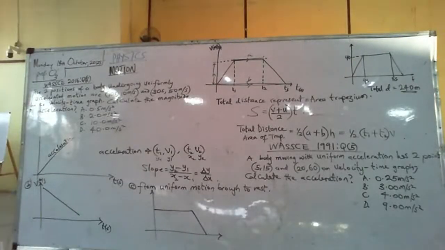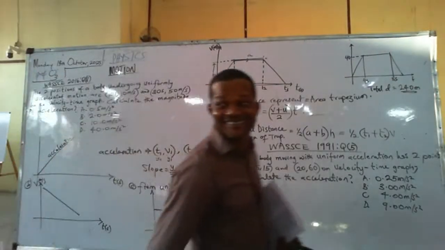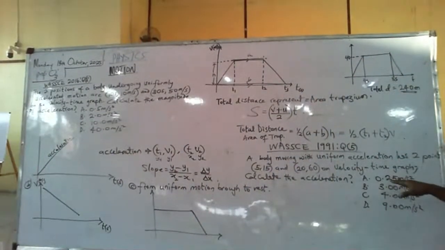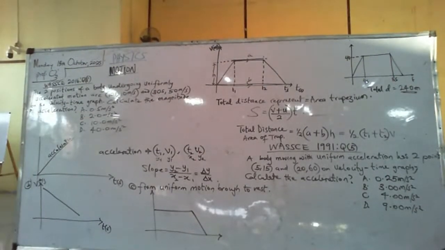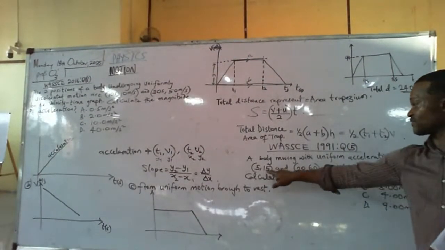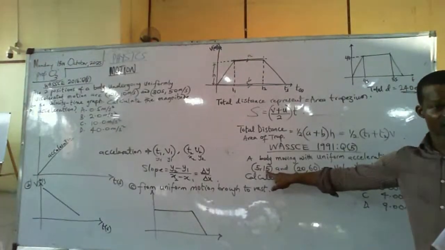Oh yeah, we can solve this. That girl, how far now? This one, 3 meters per second. Look at the short one. 60 minus 15, 45.